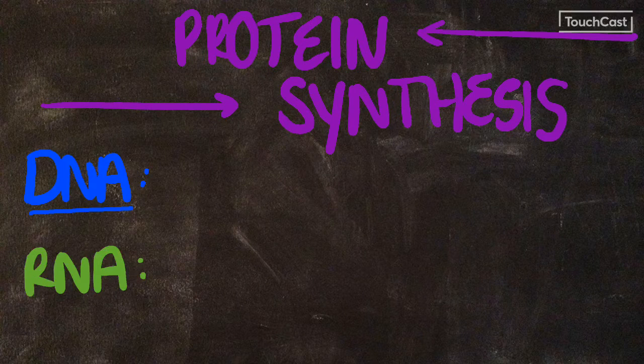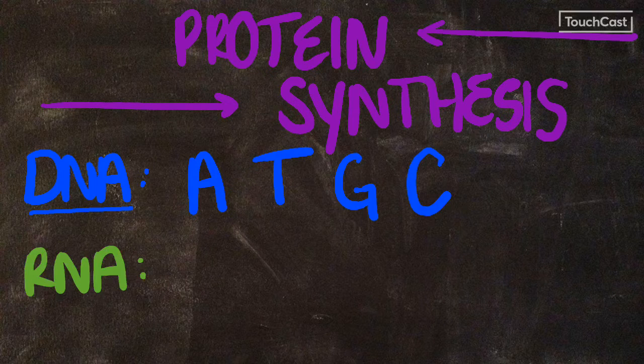Today we're going to talk about protein synthesis. But before we can talk about protein synthesis, we have to talk about DNA and RNA. Now, DNA we've already talked about, and we know that it has 4 bases: A, adenine; T, thymine; G, guanine; and C, cytosine. We also know that DNA is a double helix, so it's got 2 strands that come together to form our double helix.